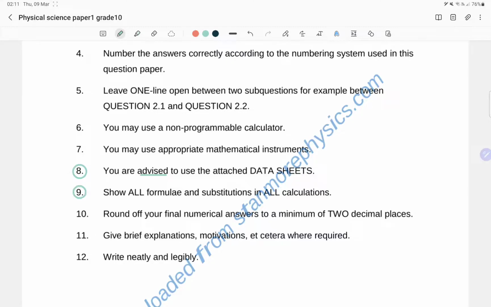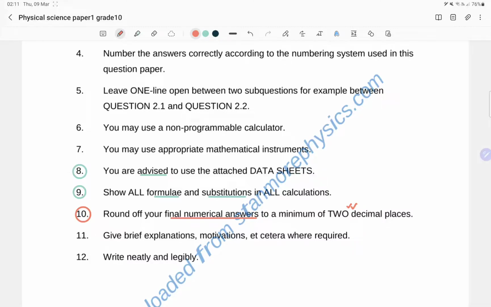This one also is important because formulae and substitutions are usually the areas where you get marks. And then the rounding off portion, we are to round off our final numerical answers. Don't do intermediate ones, only the last ones. So minimum 2 decimal places, but you can have more, no less, but either 2 or more.